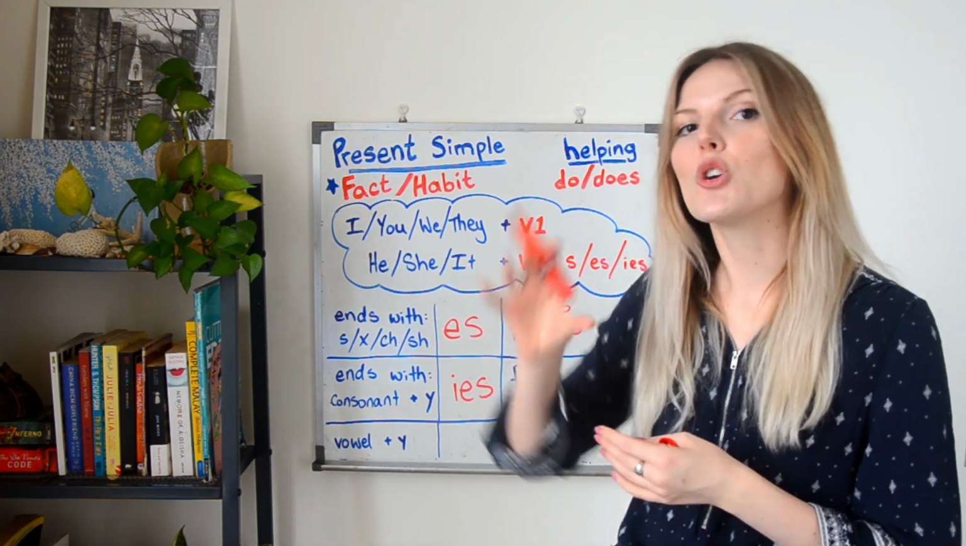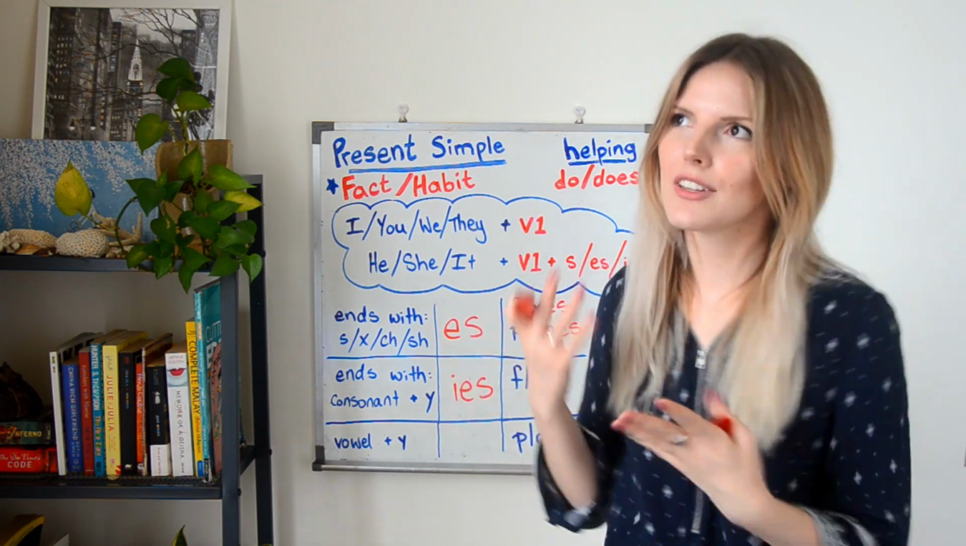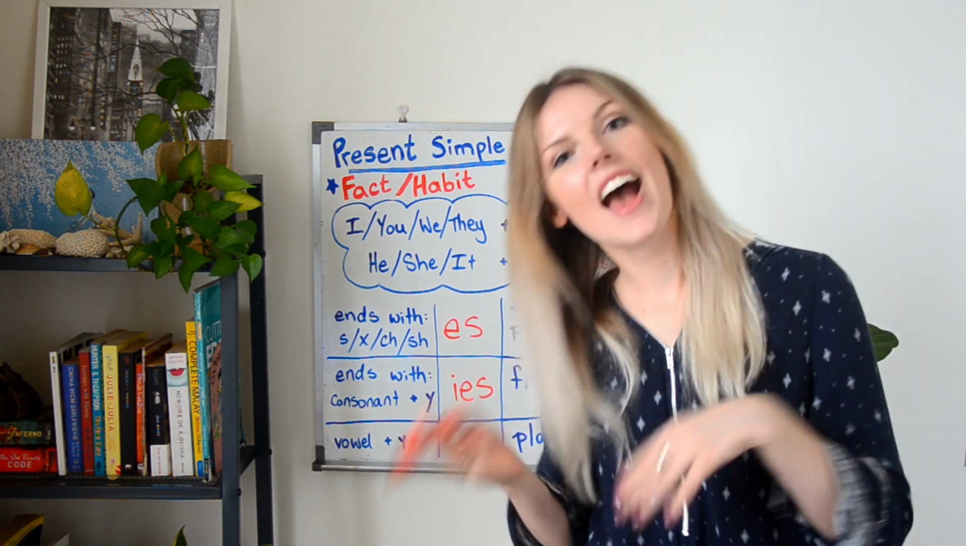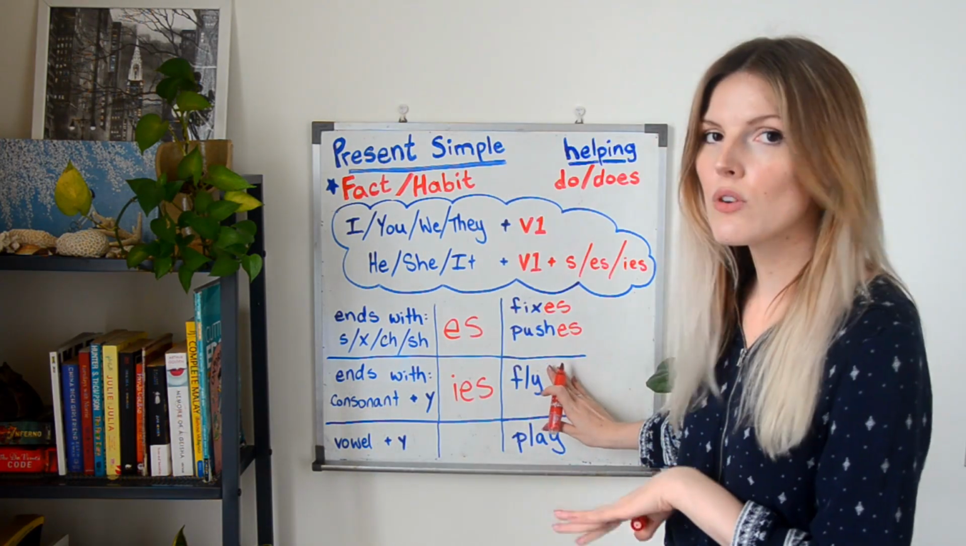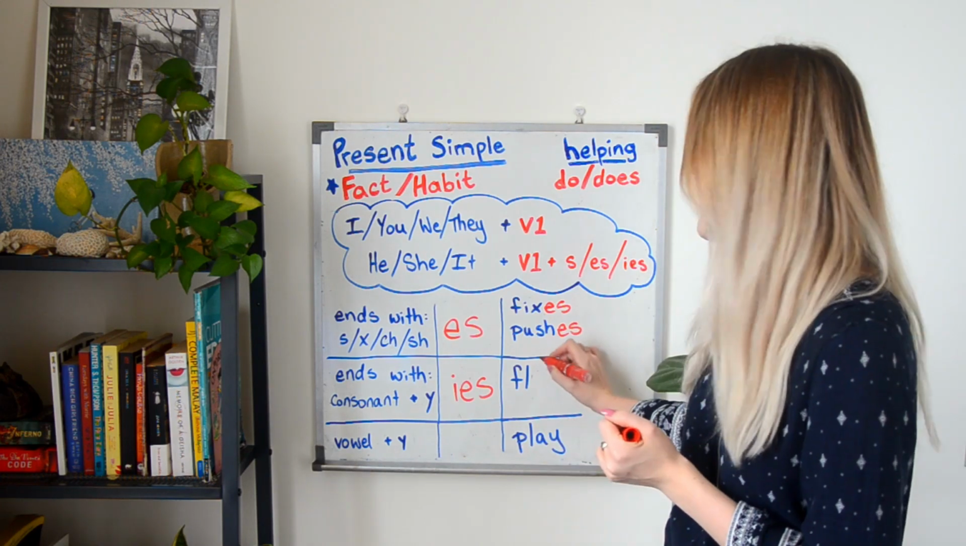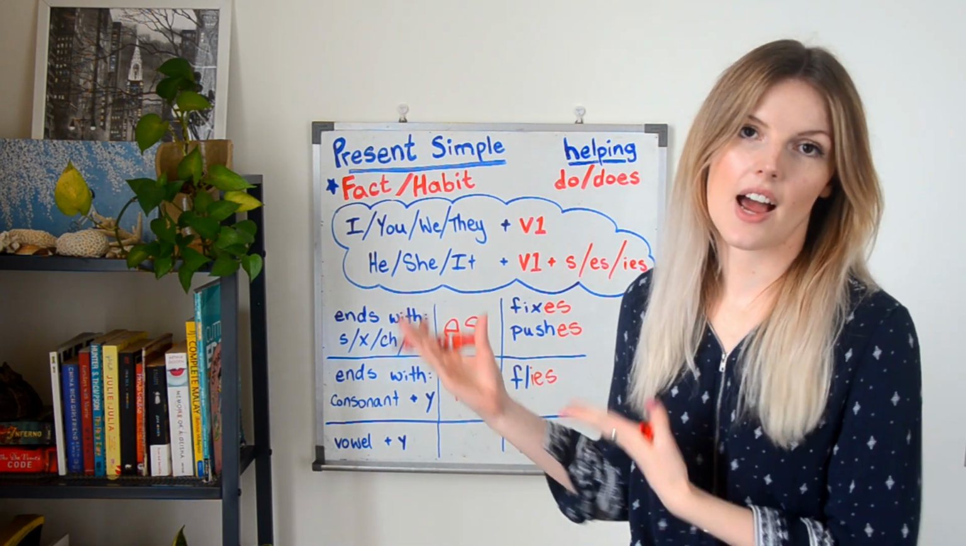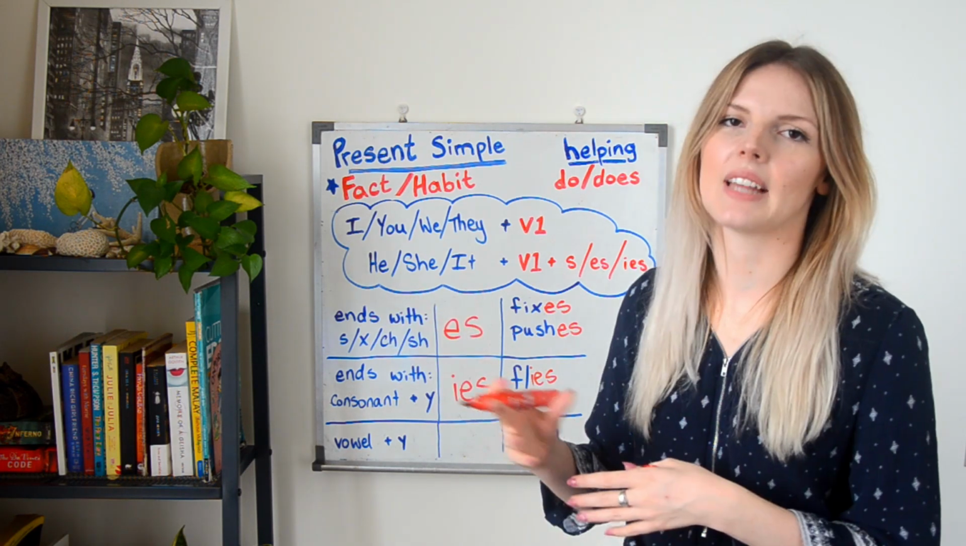We actually need to remove the Y and then add I. There's kind of a little bit of a rhyme. Take out the Y, add an I. We're going to remove Y, and then I'll just add my IES. Flies. She flies a plane.